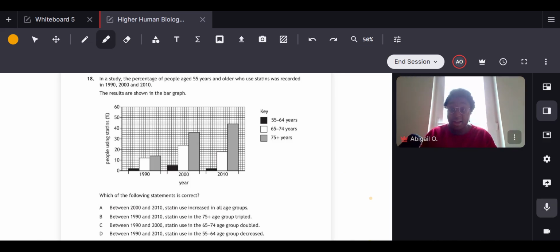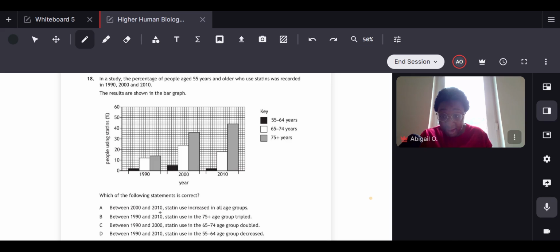Question number 18. In a study, the percentage of people aged 55 years and older who used statins was recorded in 1990, 2000, and 2010. And the results are shown in this graph. Our job is to figure out which one of these 4 statements is correct. These questions can be time consuming because you need to look at every single option to figure out which is the correct one. You need to interrogate all the different possibilities. So let's do that together.